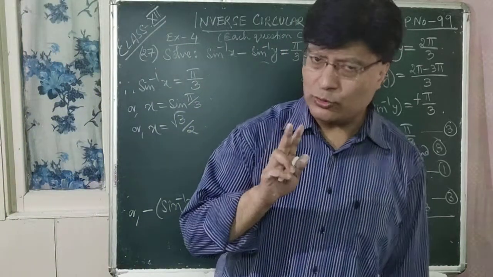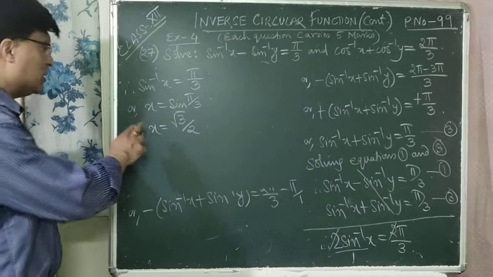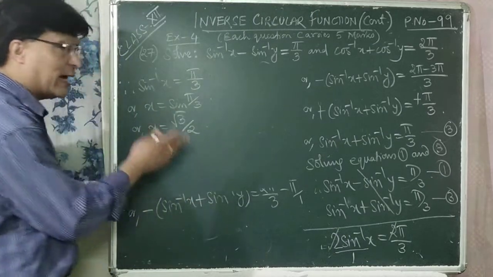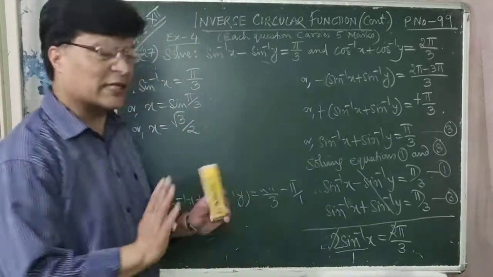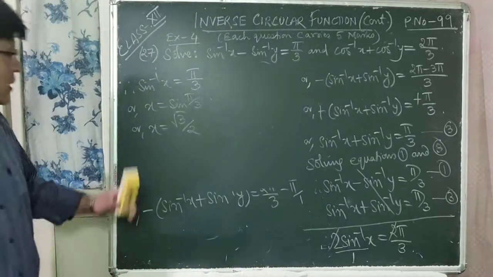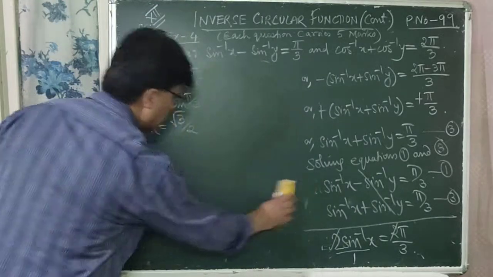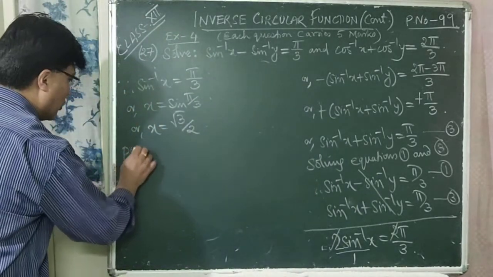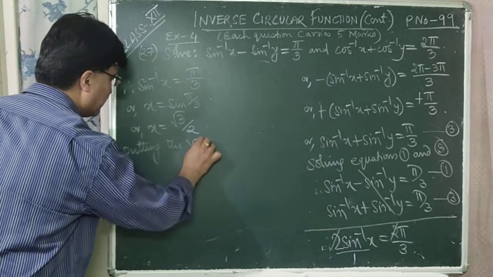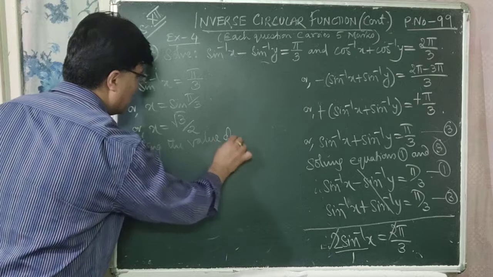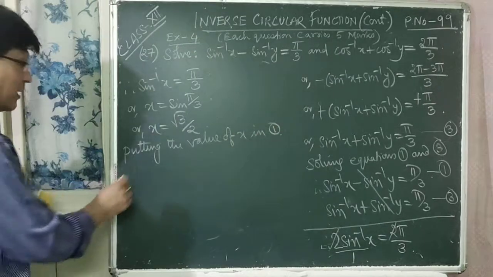But in this case there are two variables. You have to get the value for y also. So you can put this value of x equal to root 3 by 2 either in equation 1 or in equation 2 or in equation 3. So let us put this value of x in equation 1.